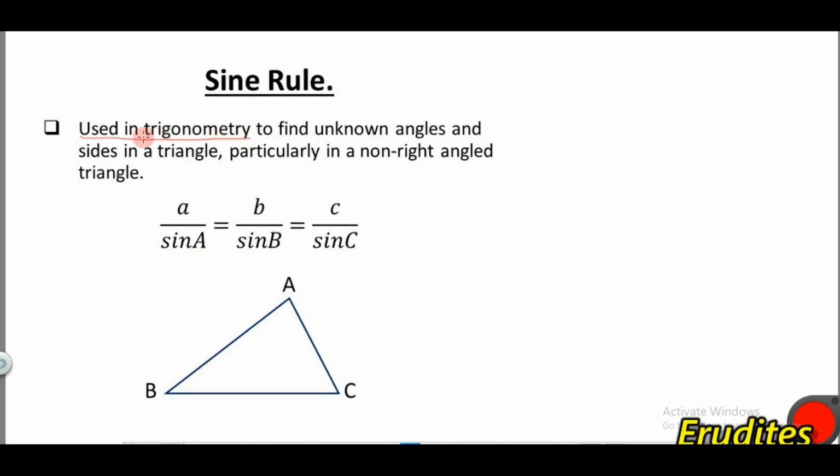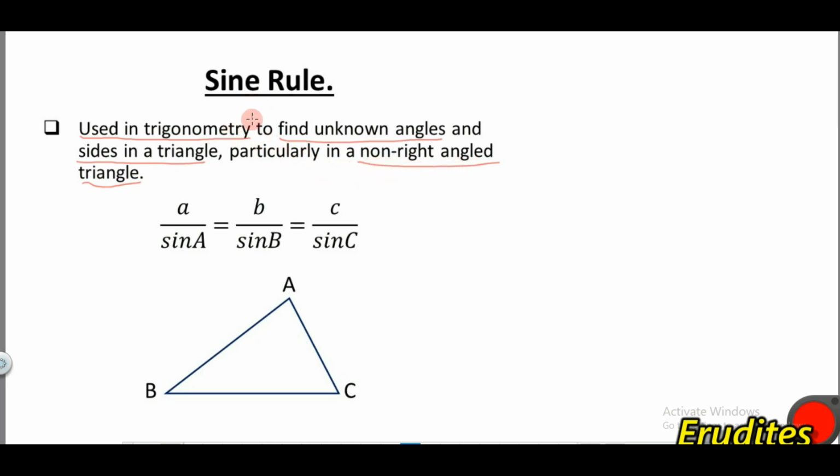Where is this rule used? It is used in trigonometry. And what is it used for? It is used to find unknown angles and unknown sides in a triangle, particularly in a non-right angled triangle. So this rule, sine rule, applies basically in a non-right angle triangle.